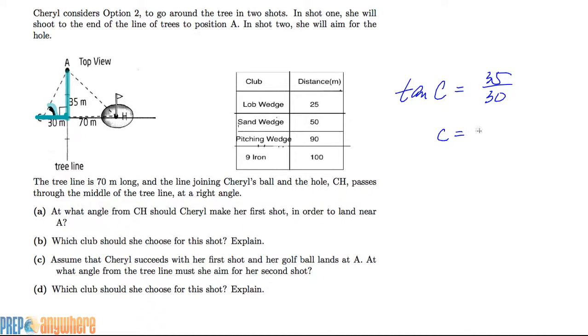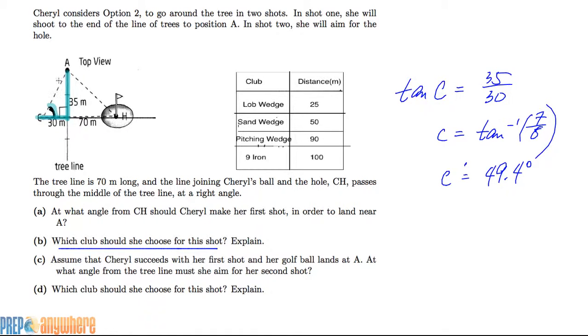Okay, so for C, we have to use the tangent inverse, right? You can divide the top and bottom by 5, that's 7 over 6, to get the angle. Alright, so what's the angle? So I get 49.4 degrees approximately. This is accurate up to one decimal place. And then part B says, which club should she use for this shot?